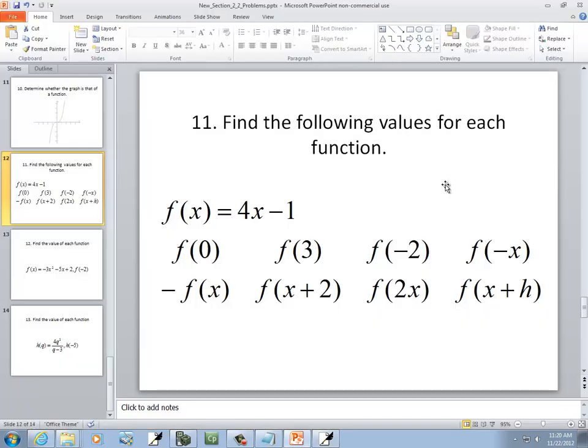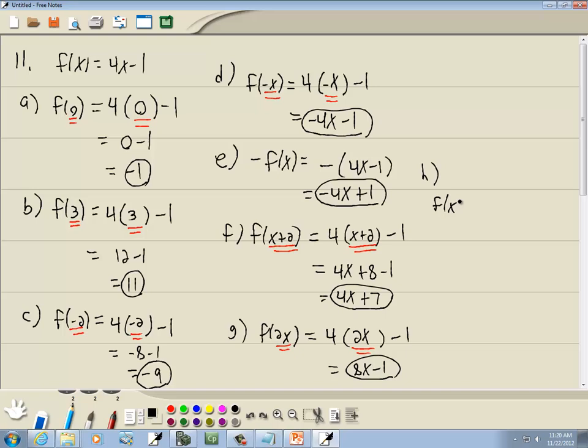Our last one, f of x plus h. Well, we'll go to our 4x minus 1, where x is, we put in parentheses. And whatever's right here goes in right here. So we'll put in x plus h there. Well, 4 times x is 4x, 4 times h is 4h, then the minus 1 carries down. And that's our answers.